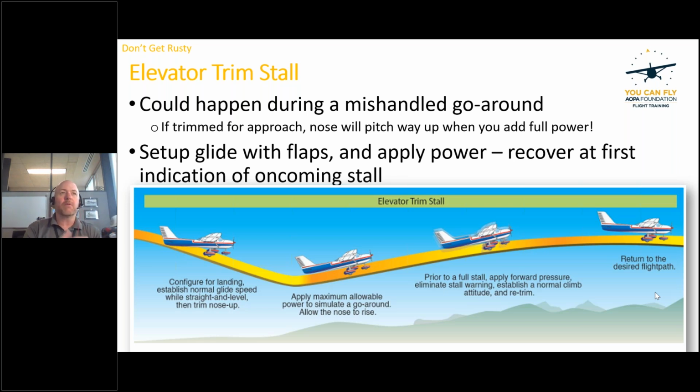So set up the glide with flaps, apply the power, but don't do anything to overcome the yoke, and you'll see how the nose just goes up very rapidly. And so that's something where we want to know how the airplane behaves, so that when we're doing a go around, we know what we need to do. I'm going to put this power in and anticipate I need to add forward pressure on the yoke, and then slowly retract flaps as appropriate in your aircraft.